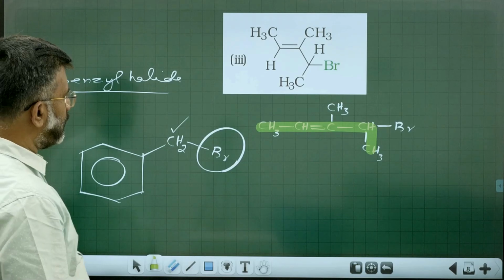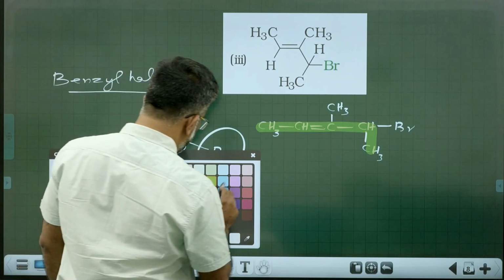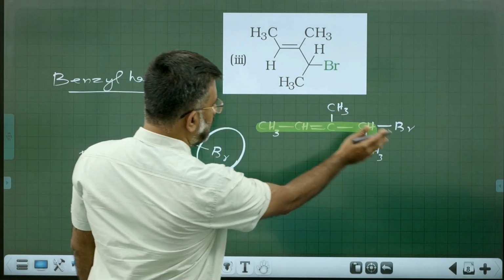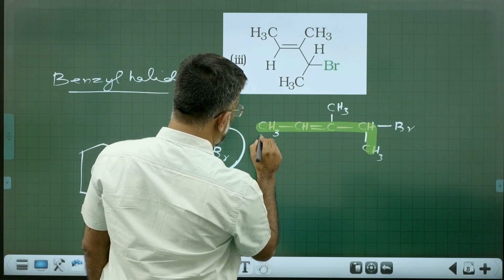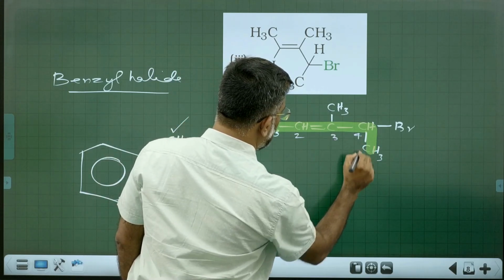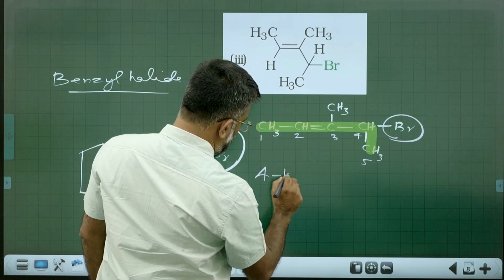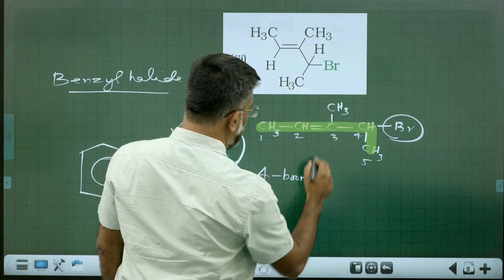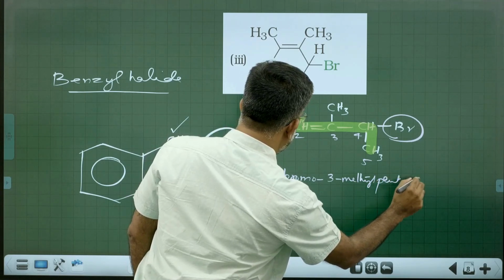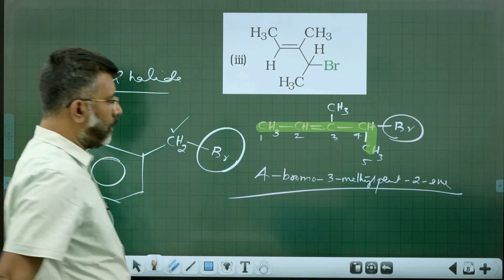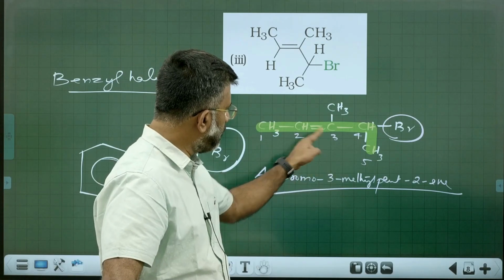Now, from where do we need to number, this side or that side? Is the numbering to be done from left or right? The privilege goes to the double bond. So it is 1, 2, 3, 4, 5. So the name will be 4-bromo, 3-methyl pent-2-ene. That is the compound: 4-bromo-3-methylpent-2-ene.